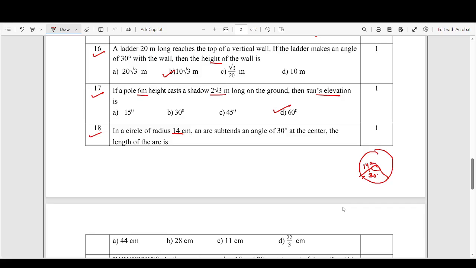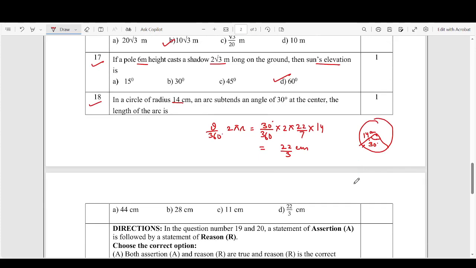So we know that the length of the arc is theta upon 360 times 2 pi r. The theta value is 30 degree and it is 360 degree. 2 pi is given as 22 by 7 and r is given as 14. So when you solve this, you are getting 22 upon 3 centimeter. That means the length of the arc of this circle is 22 by 3. That is our option number D.